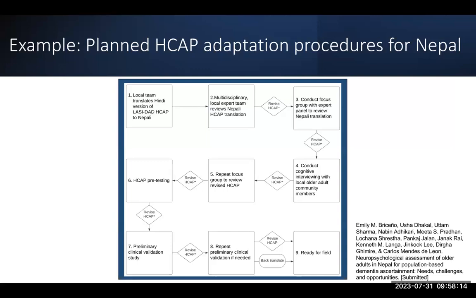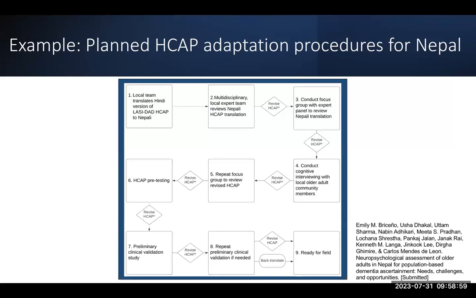And so what we've done is we've assembled a team of local Nepali collaborators with both clinical and also research expertise in the areas of cognitive aging and dementia and working with older adults. And we're doing the best we can to collaborate with them as closely as possible, getting their feedback on the translation. Then, we'll ultimately plan to do some qualitative cognitive interviewing with local older adults to get a sense of whether our items are familiar and understandable and operate in the way that we hope that they will. We'll have to do this iterative process, repeating focus groups, doing more pre-testing work, doing preliminary clinical validation until ultimately we feel that it's ready.